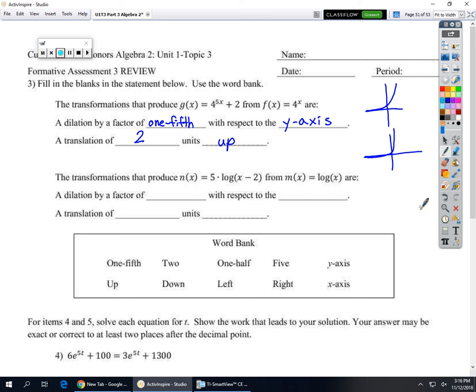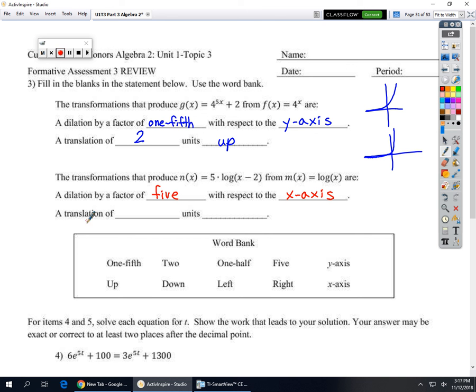All right, and then for this one, transformations that produce this one, let's think. Well, again, it's another dilation, but instead of being multiplied to the x, I'm multiplying to the whole function. That's called a vertical dilation, meaning it's getting taller. So this is a dilation by a factor of 5 with respect to the x-axis. Because when you have this, it would get taller with respect to the x-axis.